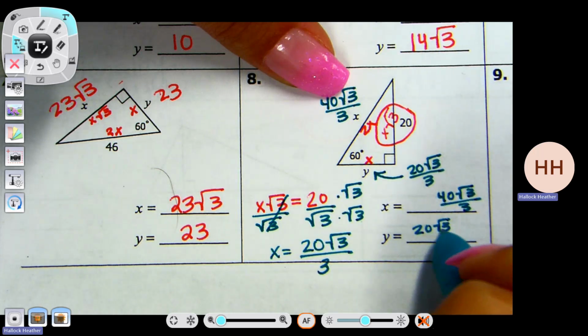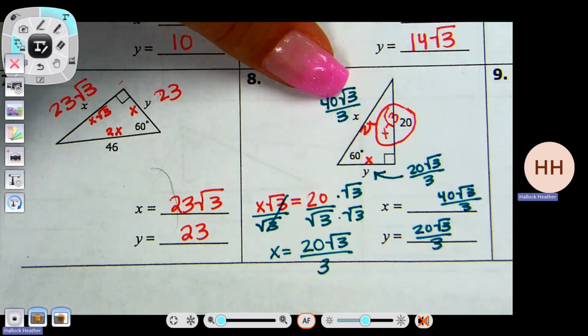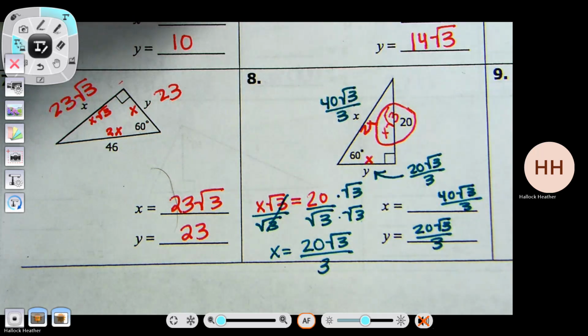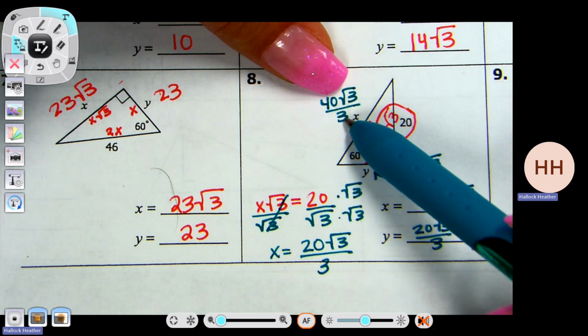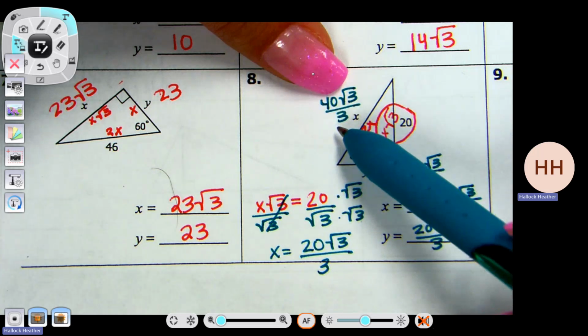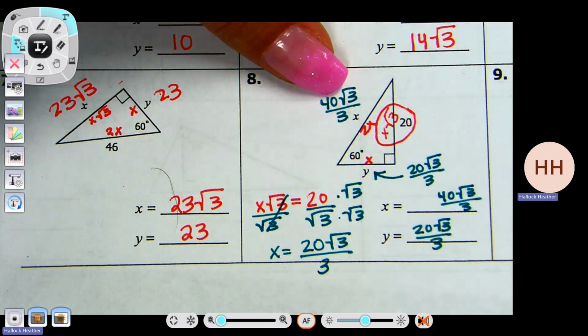Now that we've done a couple of the radical problems, does anybody remember doing this in math? Yeah, it's always going to be like that. Yep, literally. And then technically, if it was possible to reduce 40 divided by 3, you could reduce it, but 3 doesn't go into 40 evenly, so we just leave it.